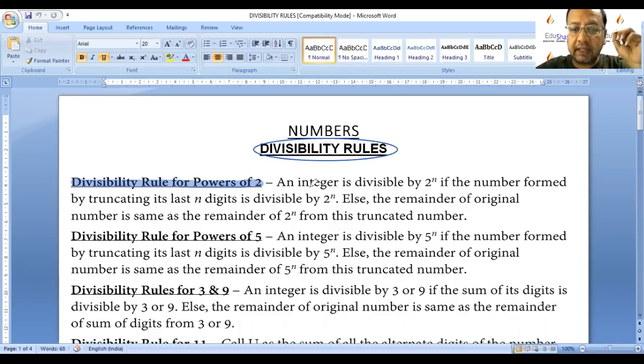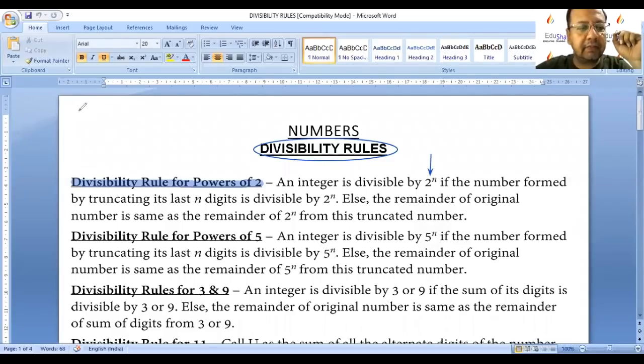This says an integer is divisible by 2 raised to the power n if the number formed by truncating its last n digits is divisible by 2 raised to the power n, as the remainder of the original number is the same as the remainder of the number formed by truncating. So now let's first consider some examples.